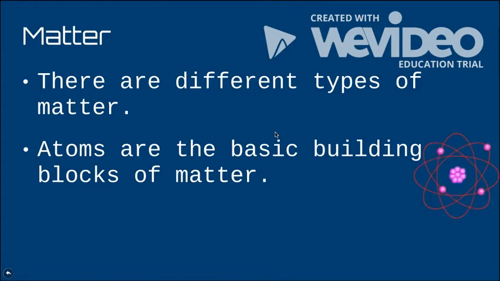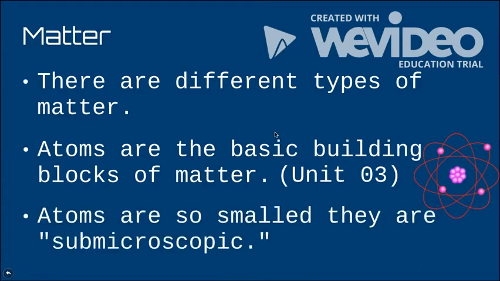Now, you might have seen this picture of an atom before. This has a nucleus, and it has the orbitals with electrons whizzing around. You've seen the picture, and maybe you've heard the term atoms being tossed around. But for now, we just need to know that they're the basic building blocks of matter. This is as small as the pieces get. We'll be learning more about atoms when we get into our unit 3. We'll talk about their composition and the different types of atoms that we can have. But for now, just know that atoms are the basic building blocks.